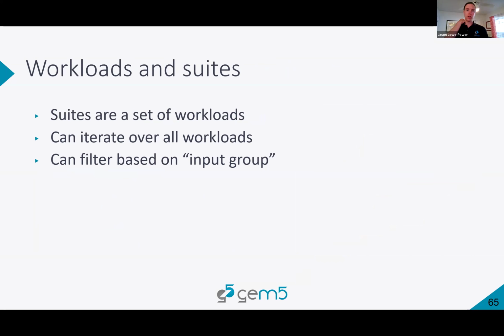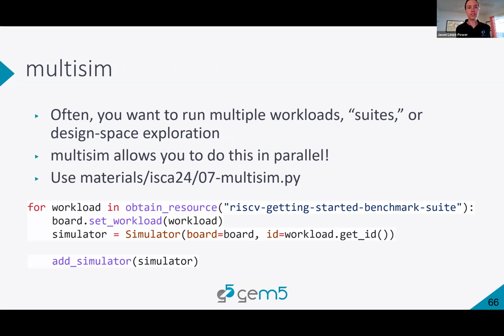Okay, so workloads are the definition of like running one thing. And then suites are a group of workloads together. And so you can iterate over a suite. So you can say like for all workloads in the NAS parallel benchmark suite. And you can also filter these suites based on input group. So spec has like test, train, and ref. So you could filter everything based on just train or just test. And this is a pretty flexible interface for you to do this. And it should be documented on the web page what the different input groups are for each suite. Okay, so that's gem5 resources.